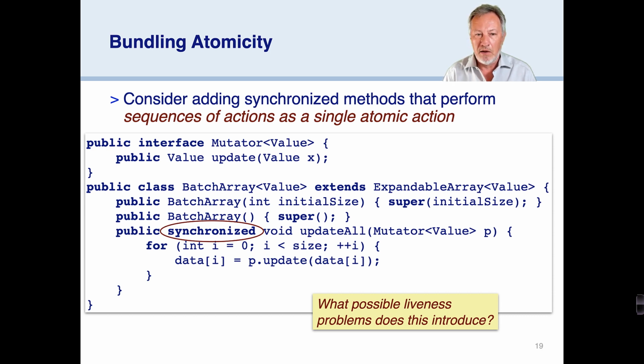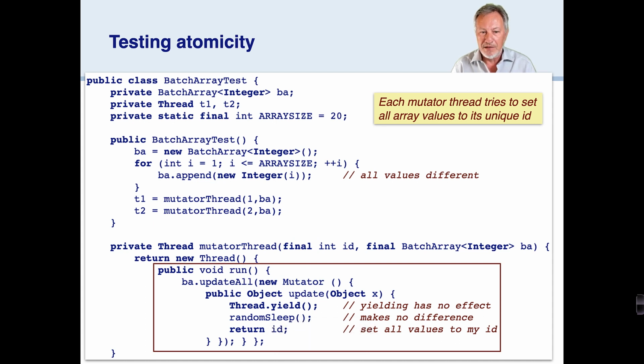So here we have a batch array, which extends our expandable array, and it's adding a new method called updateAll, and this updateAll is synchronized. It loops around and performs an update action, which it gets from a mutator, and it performs that on all of the values of the array. So a question for the discussion for later is, can this introduce some possible liveness issues? Now let's see how we can test this.